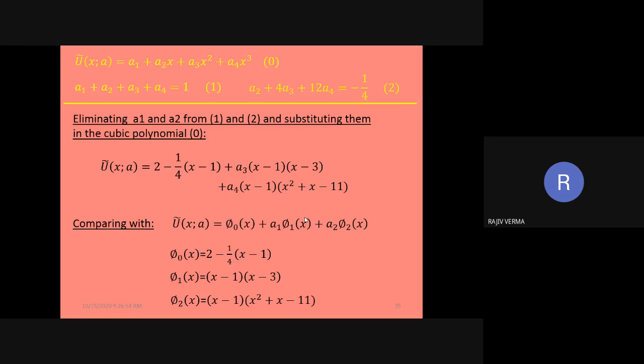But the thing is, we still have two unknowns. Initially we started with four unknowns, A1, A2, A3, and A4. We substituted A1 and A2, and we were left with two unknowns, A3 and A4. So we can reassign these A3 and A4 to be A1 and A2. So now we have a polynomial which is in terms of A1 and A2.